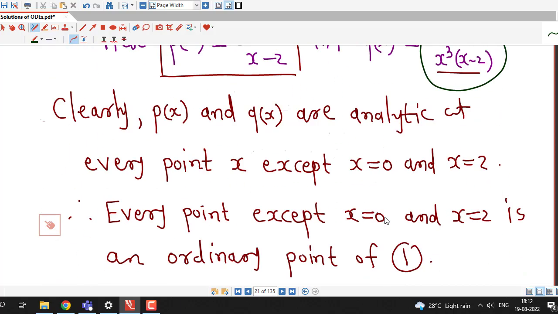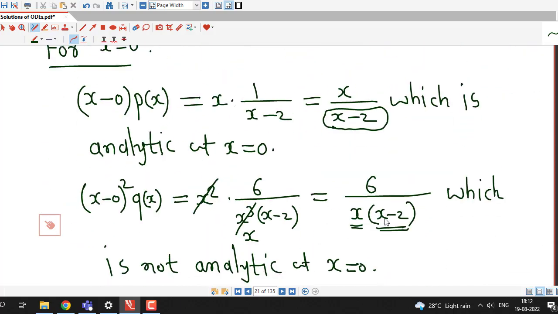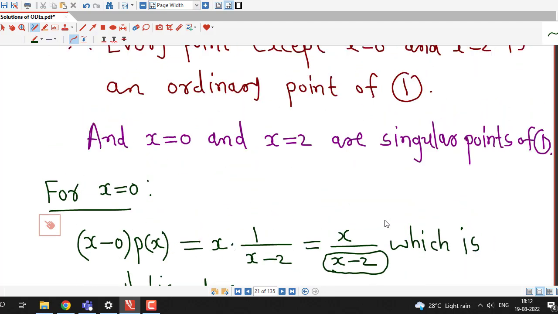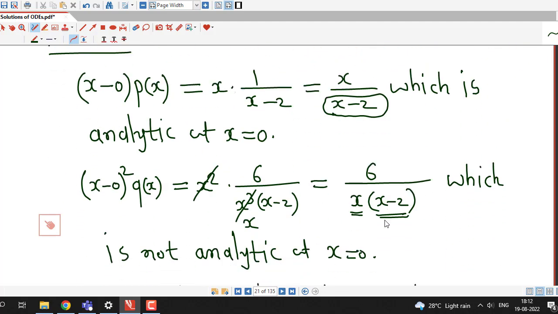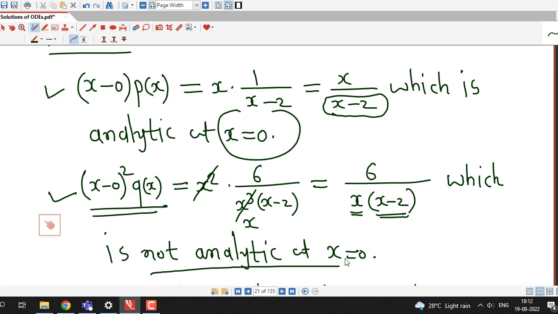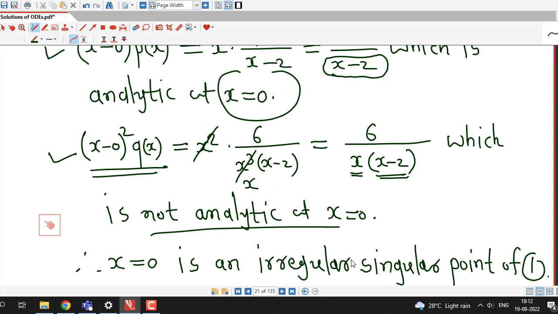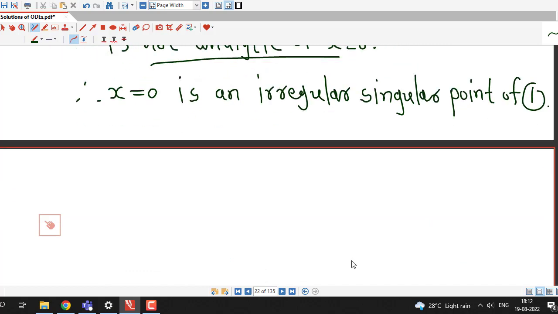So in this way we have discussed x equal to 0. x equal to 0 was a singular point. Then we check whether these two quantities are analytic or not. So (x minus 0) times p(x) is analytic at x equal to 0, but the other is not analytic at x equal to 0, and therefore x equal to 0 is not a regular singular point, or x equal to 0 is an irregular singular point. Now we check for x equal to 2.